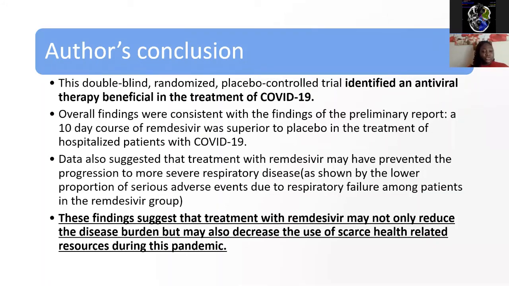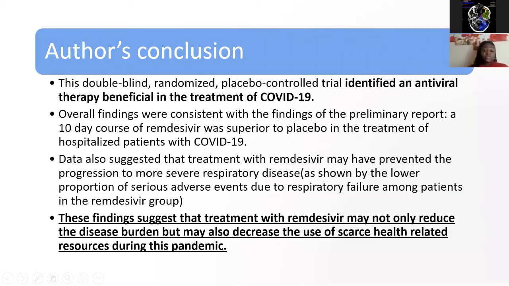The data also suggested that treatment with Remdesivir may have prevented progression to more severe respiratory disease. Very few patients on Remdesivir had serious adverse events compared to the placebo group. The data showed that if patients were given Remdesivir, there was less progression to severe respiratory disease. These findings, which I think are quite good as part of their conclusion, suggest that treatment with Remdesivir may not only reduce the disease burden, but may also decrease the use of scarce health-related resources during this pandemic, which is very, very important.